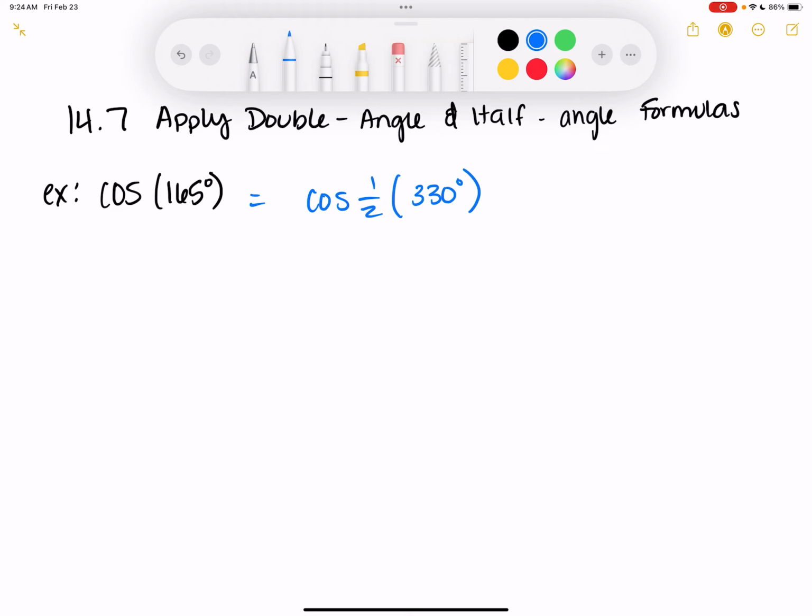Now for the sines of these, it depends on which quadrant they are in. So the original angle would be up here in quadrant 2. So it's going to be negative, because it's cosine. So this one is going to be the negative formula. The negative half angle formula for cosine is negative square root of 1 plus the cosine of 330 over 2.